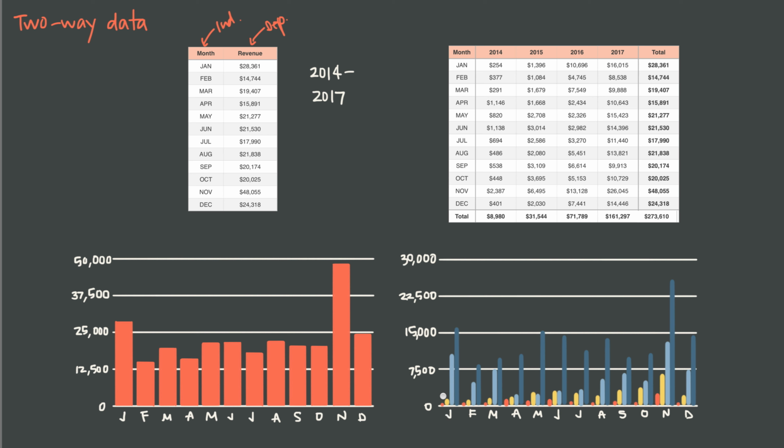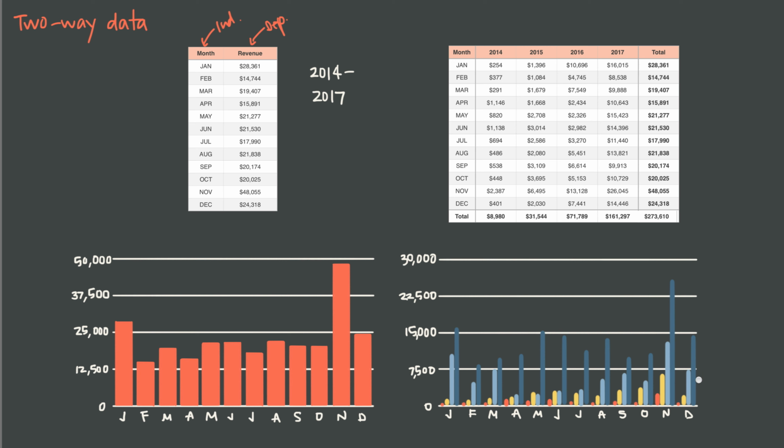So for example, we can focus in on just January, and we can see that the artist made a very small amount of money, then a little bit more, and then maybe something around $10,000 or so, and then maybe something a little over $15,000 in 2014, 15, 16, and 17 respectively in January. We could analyze February individually or March individually, but we could also look across years.